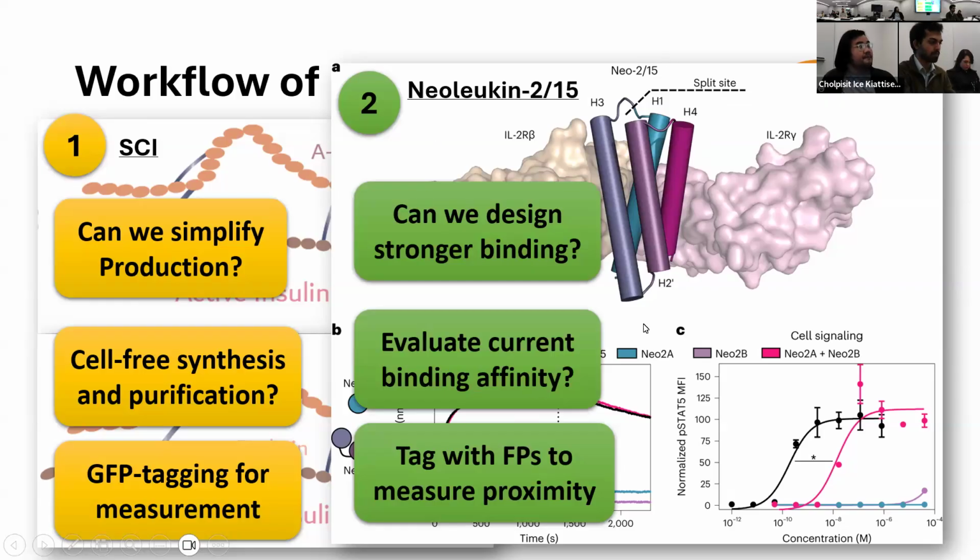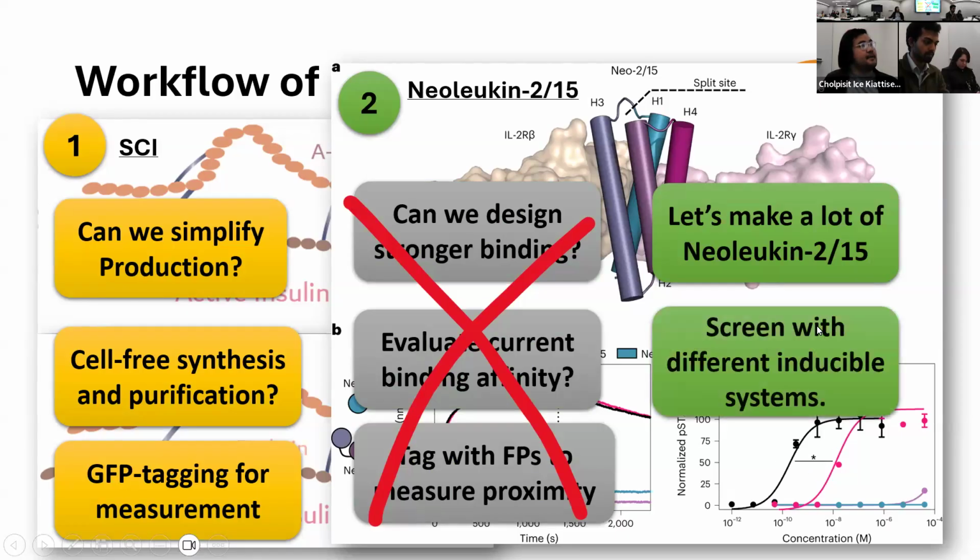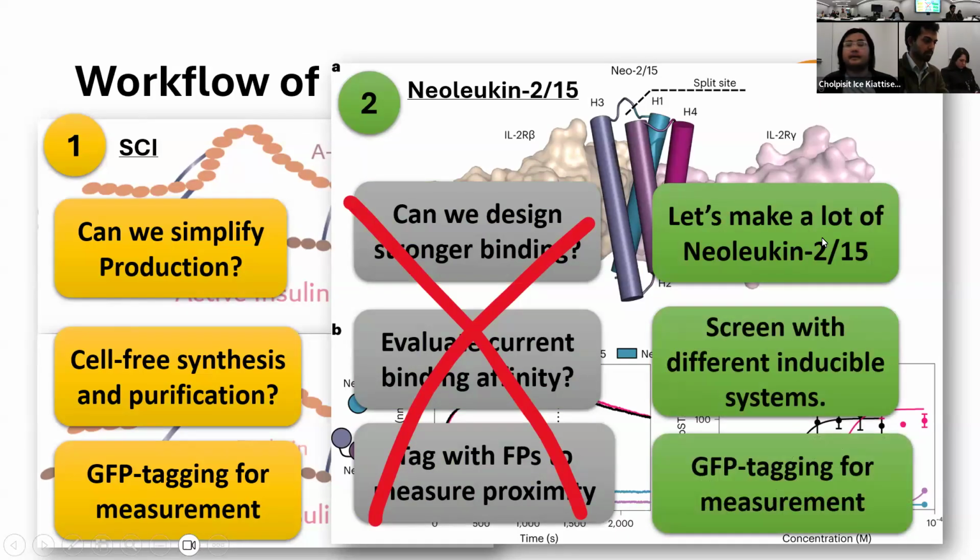For this kind of concept, I'm bringing this up just to show you that if you're trying to tag with multiple fluorescent proteins, then you have to take more time to design these things, right? You need to identify which fluorescent protein you're going to work on. So my quick response would be, if I have a very short amount of time, I'm not going to work with multiple fluorescent proteins. Let's make a lot of neoleukin-2 in-house and try to screen with different inducible systems, in a way that you're trying to make a lot of them.